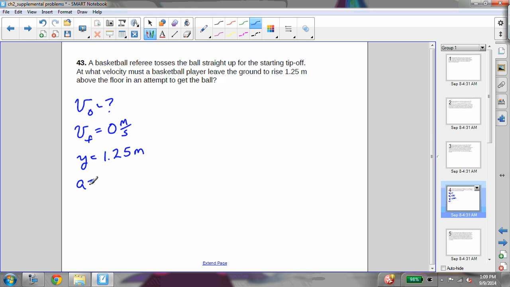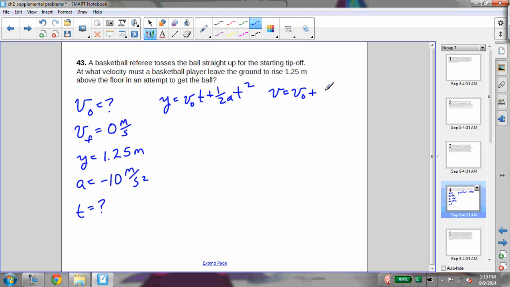I know that my acceleration is that due to gravity, that's minus 10 meters per second squared. I don't know the time, nor do I know what V naught is. So I have two unknowns in this situation. I know my kinematics equations, y equals V naught t plus 1/2 at squared. Now see, I don't know V naught and I don't know t, so I have two unknowns in that. And then I have V equals V naught plus at. Likewise, two unknowns in that equation as well.